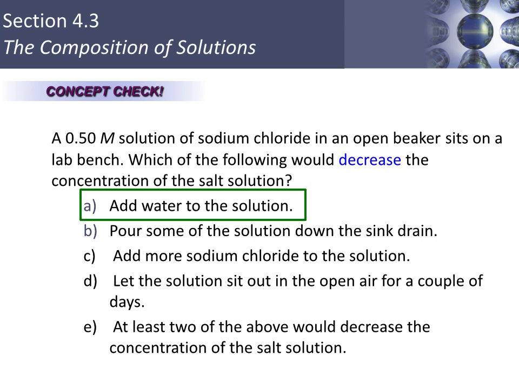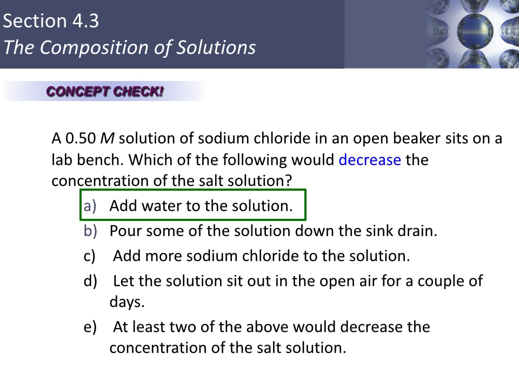For letter A, adding water to the solution will increase the total volume and therefore decrease the concentration. For letter B, if you pour some of it down the sink, it's not going to change the concentration, you're just going to have less of it. For C, adding more sodium chloride to the solution will actually increase the concentration. D, if you allow water to evaporate, it will also increase the concentration. And since B, C, and D are not correct, E cannot be correct, so the only answer is A.